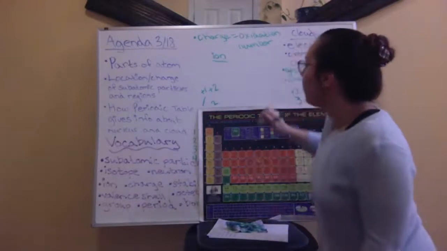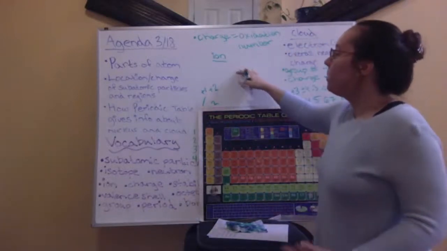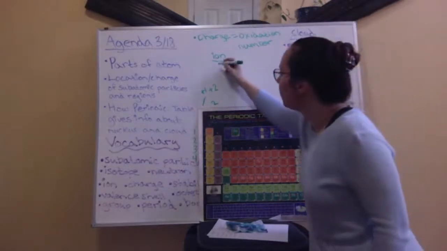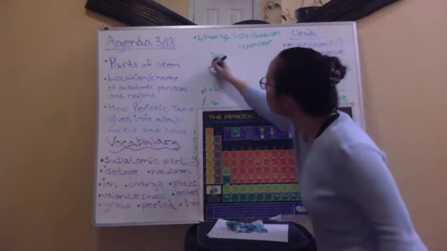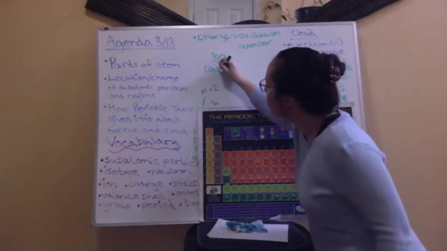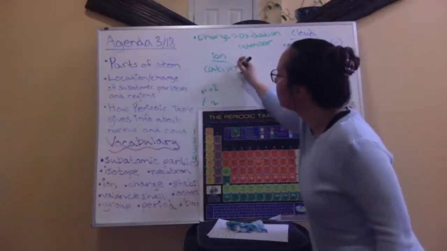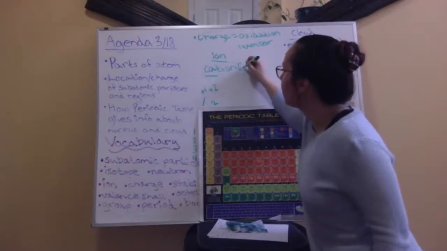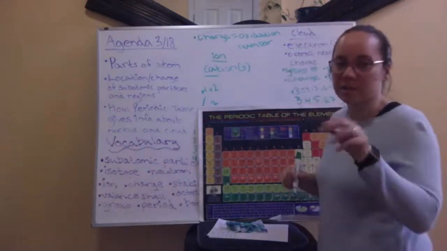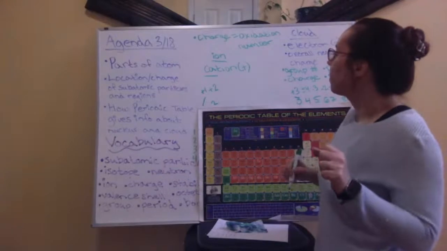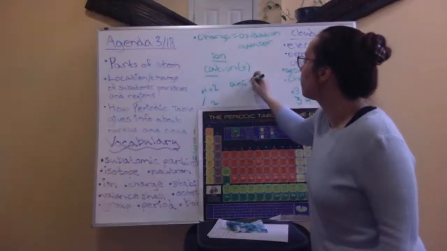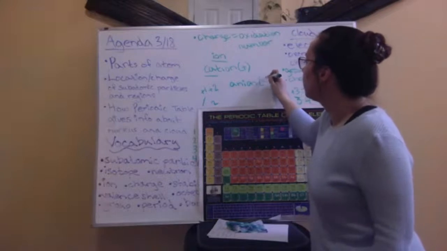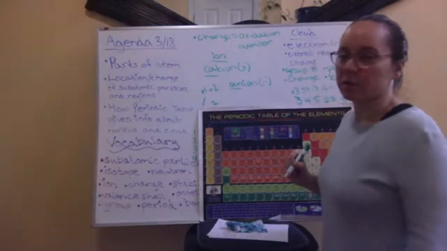All right, so anyway, ion means charged particle. Now, we have 2 types of charges. We have the pluses and we have the minuses. So we have cations, like a kitty cat, and those are positive, like a cat paw, okay? And then we have the anion, which is a negative charge.